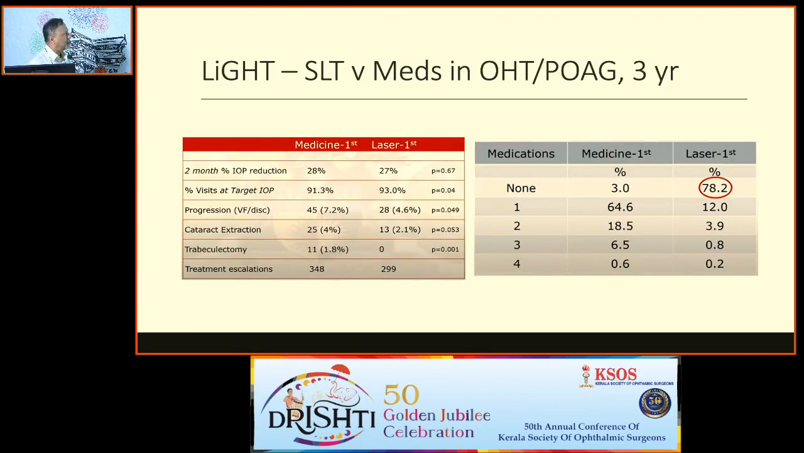So here are some of the results. Again, you can see that there's almost a 30% drop in pressures, but the most important thing, I think, is that reduction in the number of trabeculectomies. And then, of course, there is that reduction in progression between the 2 groups as well. The other interesting thing is the fact that the laser group had very good control without any medications. A good number, 78%.